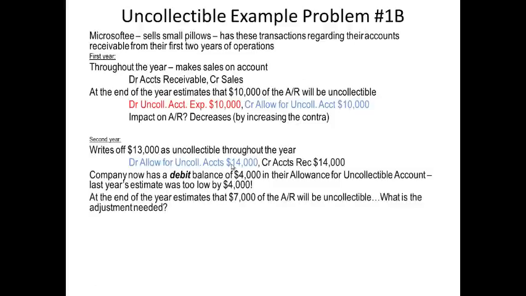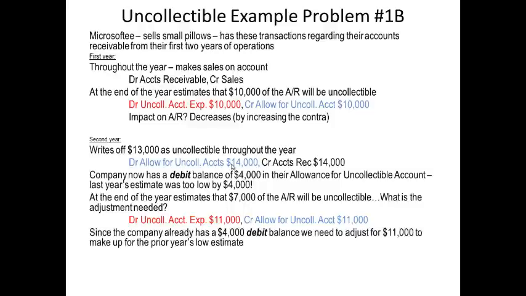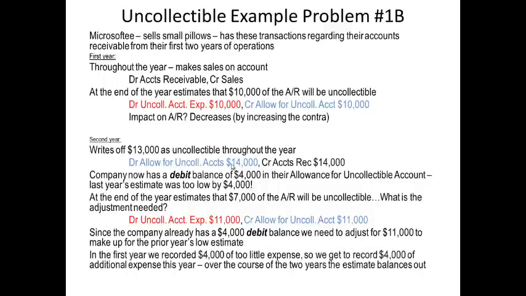At the end of the year, we estimate again that only $7,000 will be uncollectible. So what's the adjustment we need? Well, now we need to adjust for more than $7,000. So we're going to debit our uncollectible accounts expense $11,000 and credit our uncollectible account contra account for $11,000 also. Since the company had a $4,000 debit balance, in other words, our estimate was too low, we need to adjust for $11,000 to make up for the prior year's low estimate. Because in the first year we essentially recorded $4,000 of too little expense, so we get to record $4,000 of additional expense this year. Again, over the course of 2 years, the estimate balances out.